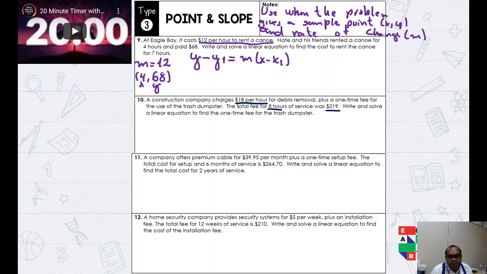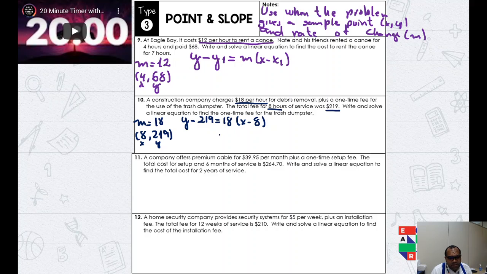Here, guys, I have my slope. My slope is 18. Look, 18 is my slope. And my pair of numbers is 8 and 219. Pretty easy, yes? Right now, let's use the equation over here. y minus my y1, 219, remember here, x and y, equals my m, 18, times x minus my x1, which is 8. Right now, just solve it, guys.